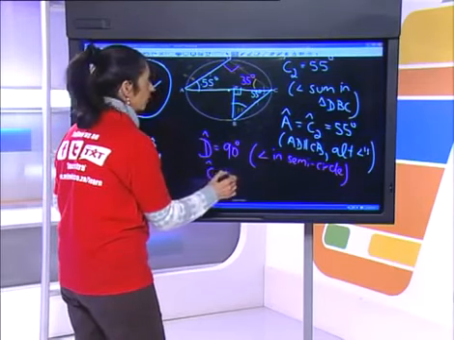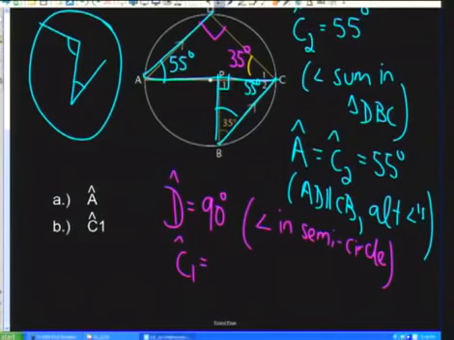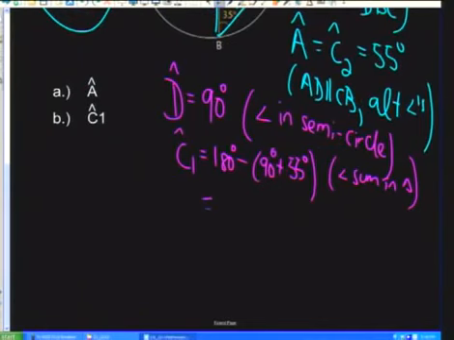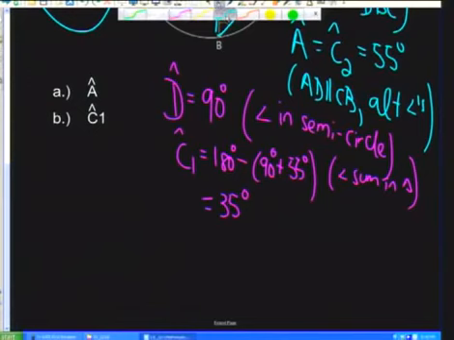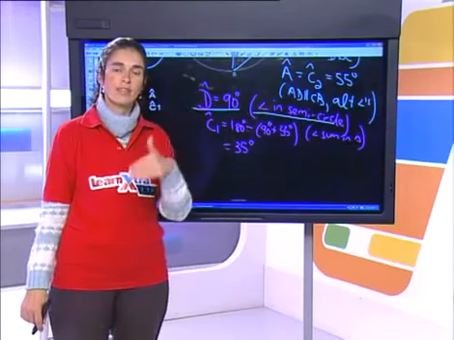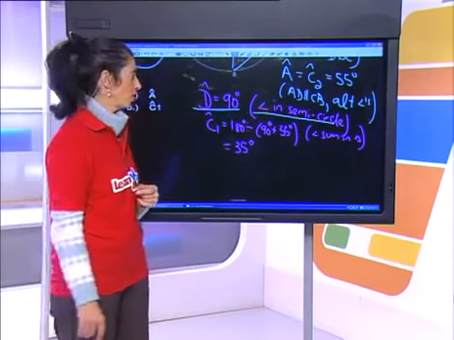And C1 is equal to 180, take away the sum of the other two, which is 90 plus 55, because we know that 3 angles in a triangle add up to 180. Angle sum in triangle. And so C1 is therefore equal to 35. So notice, I've made a deduction, I've given a reason. This is what we call deductive geometry. I'm deducing something, I'm giving an Euclidean reason for it.